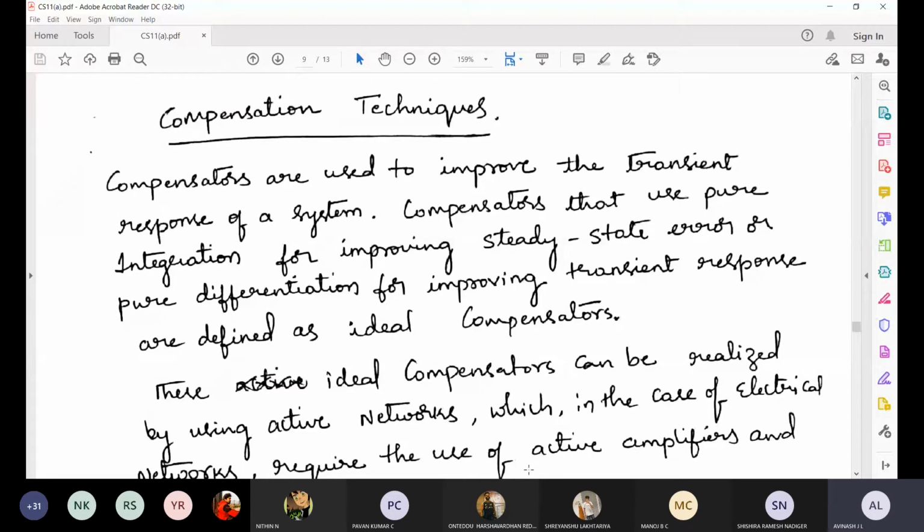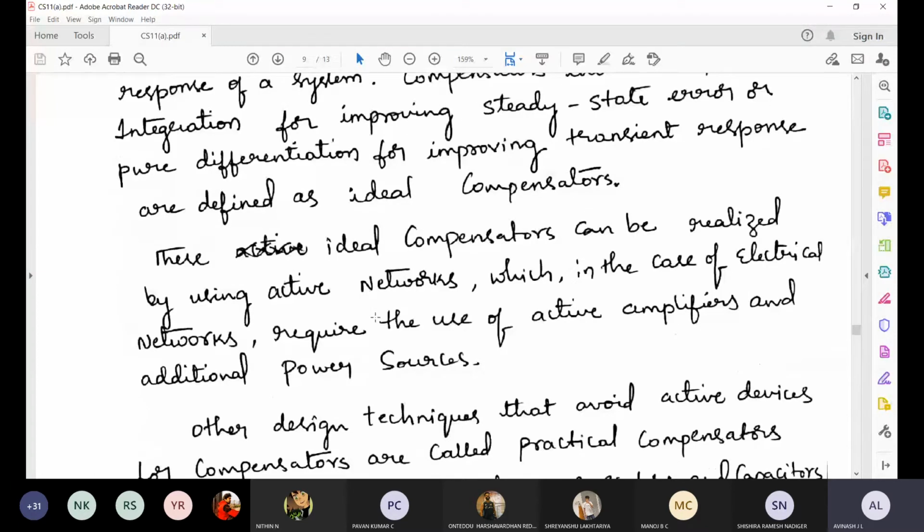Here compensators are used to improve the transient response of the system. When compensators are made up of purely integrators or purely differentiators, they are called ideal compensators. These ideal compensators can be realized by using active networks.